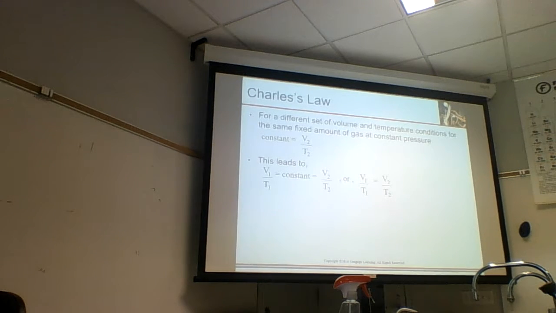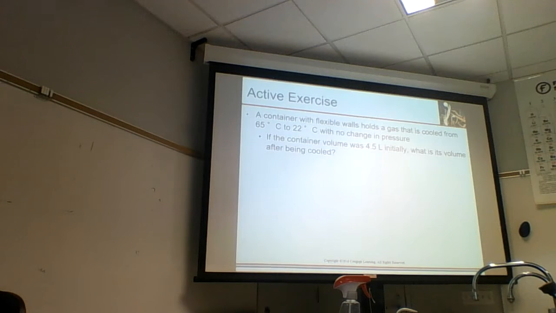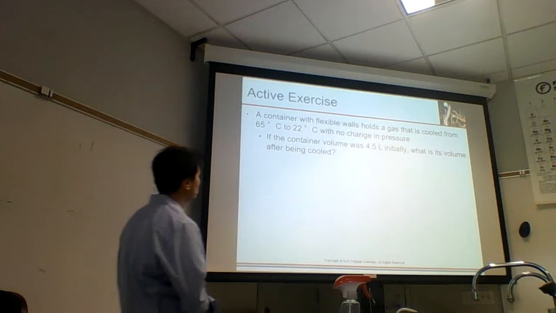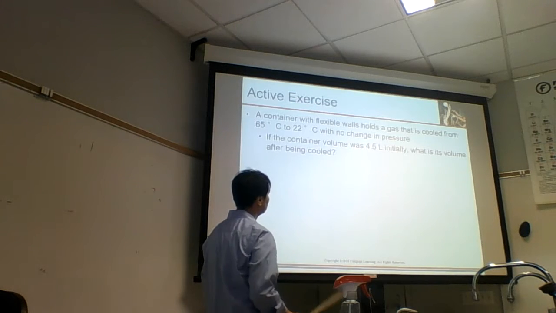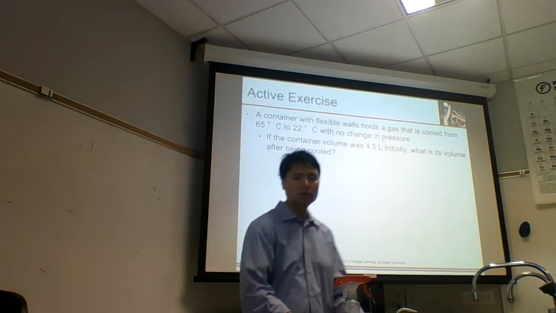And so those observations led to this equation here, and we use Charles' law to make predictions. So let's do a prediction here based on Charles' law. A container with flexible walls holds a gas that is cooled from 65 to 22 degrees C with no change in pressure. The container volume is 4.5 liters initially. What is this volume after being cooled?